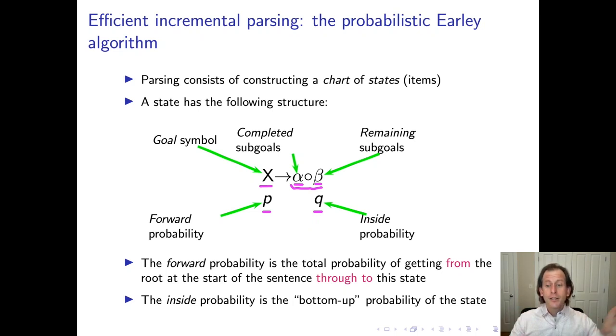The forward probability is the total probability of getting from the root at the start of the sentence through a sequence of parsing actions, that is, tree construction operations, through to the state that you're currently in. So it's the total probability of all the actions that would lead to the state in question. The inside probability is the bottom-up probability of the state. So it's the probability of whatever is underneath that state, word sequences, with the rules. And we'll see this in operation.